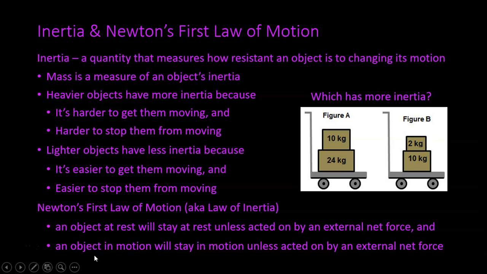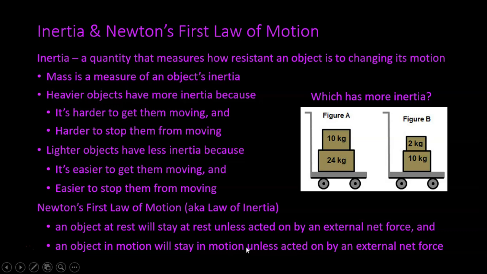The last one here, or the second one, is a little harder to visualize, but if an object's moving, it will stay in motion unless acted on by a net external force. So for instance, if we take a ball and we let it roll down the floor, it will keep moving until an external net force acts on it. Now the reason I say this is hard to visualize is we know if we roll the ball, we know if we let it roll long enough, it's going to come to a stop.